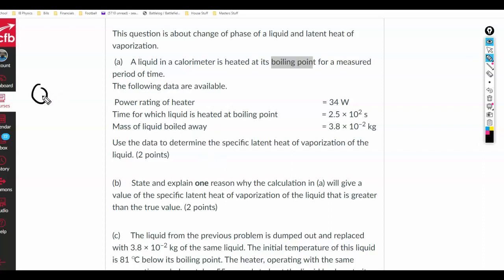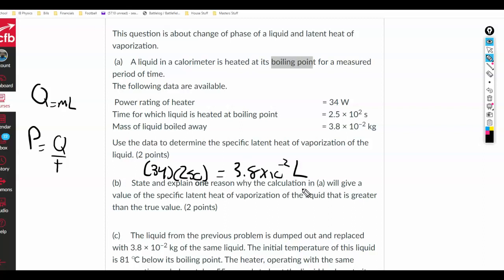All right, so we know that Q equals M times L, and we know that P equals Q over T. And so if we combine those two things, we have 34 joules per second times, in this case, 250 seconds. 2.5 times 10 to the 2 is 250. And that's equal to the mass of the liquid that's boiled away times L, the latent heat. All we need to do is multiply and divide, and we will be done with part A. Honestly, people did pretty well on this question.